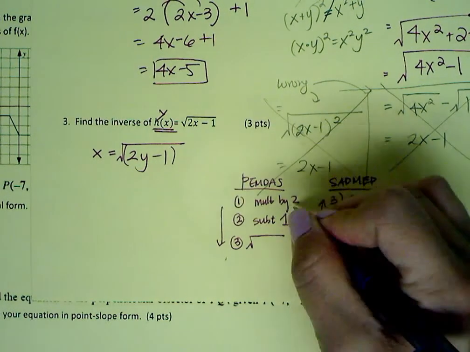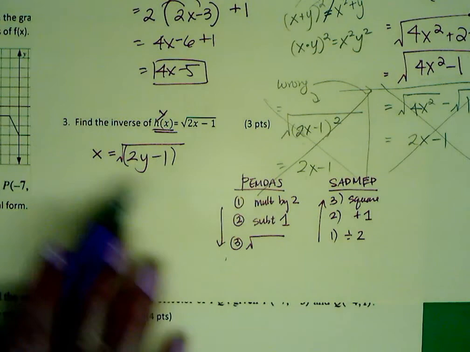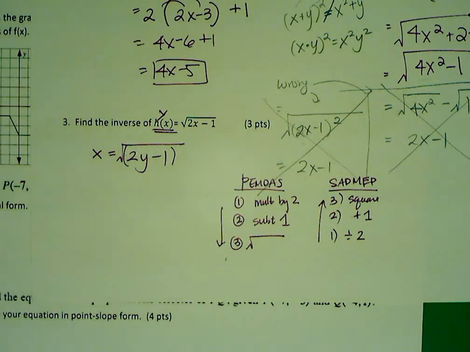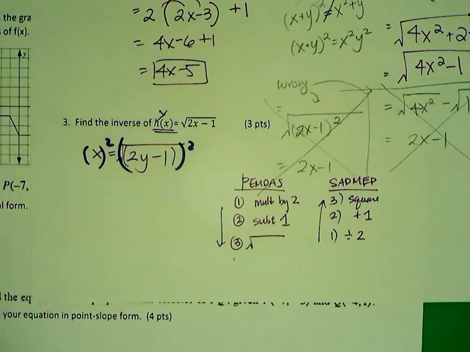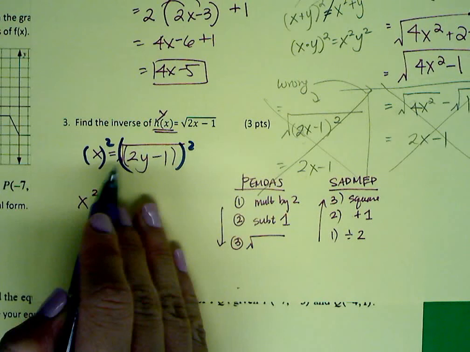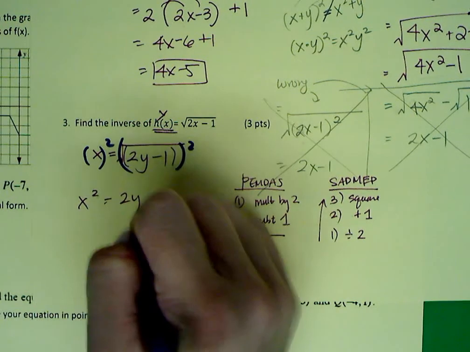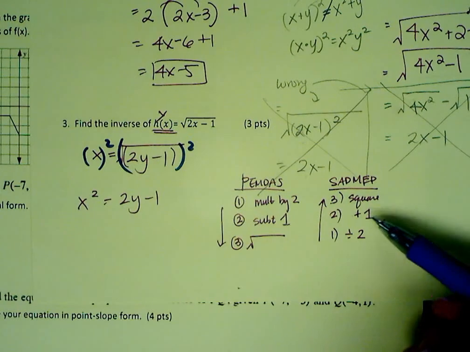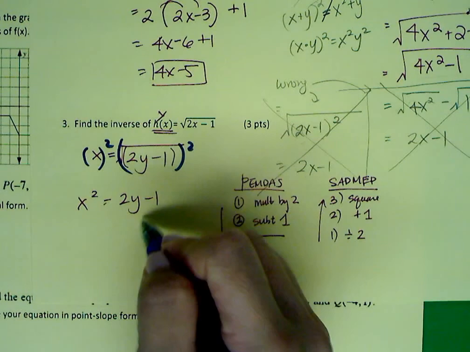Parentheses helps. Okay? x squared equals, now we talked about this. What's the square of something square rooted? It undoes each other. Now what should I do? Add 1. So that cancels. 2y equals x squared plus 1. Now what's the next? Divide by 2. So now y is by itself.